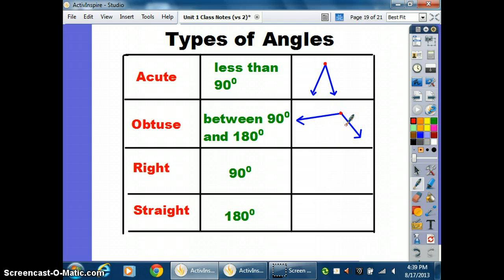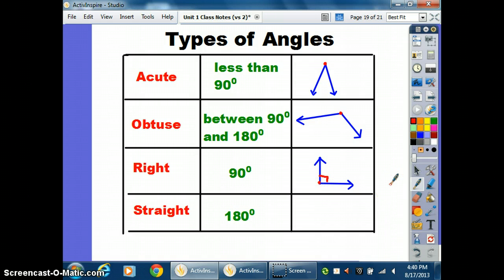Okay, and then a right angle. We just did that one on the other page. Don't forget your symbol. It is like a box right there, and that was the vertex.